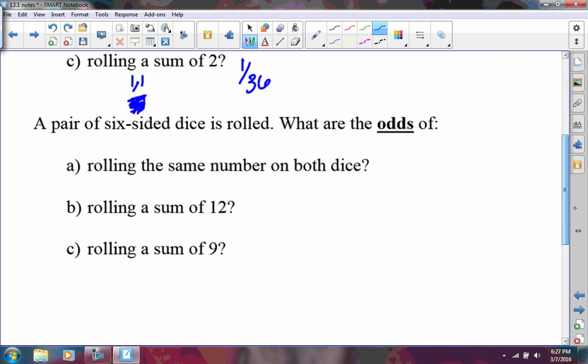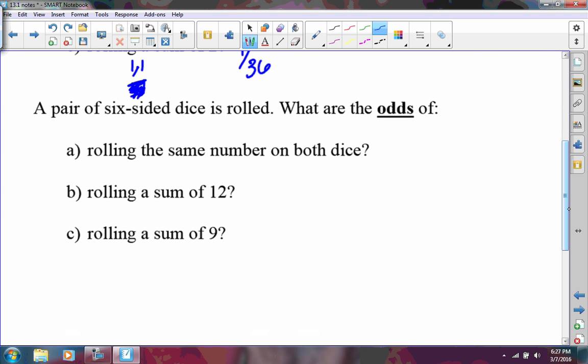All right, and then we're going to talk about some of the odds. So we're going to find the odds of rolling the same number on both dice. So that means you'd want a 1, 1, 2, 2, 3, 3, 4, 4, 5, 5, 6, 6. So again, there's only 6 ways that that could happen, but that's what you want out of what you don't want, which is 30. So then that reduces to 1 over 5.